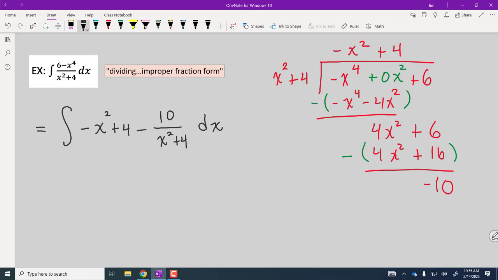Question? Where did the 16 come from? This gets distributed across that whole thing. So it's 4 times x squared and 4 times 4. You see it? Yeah.